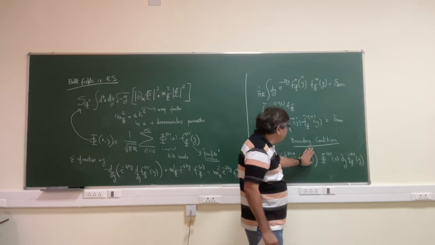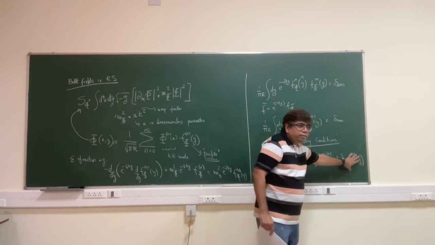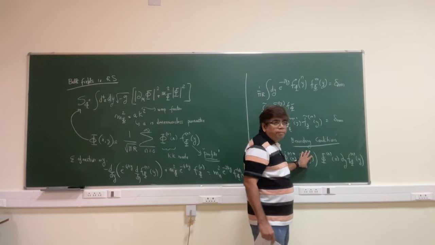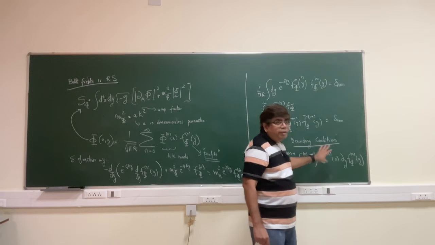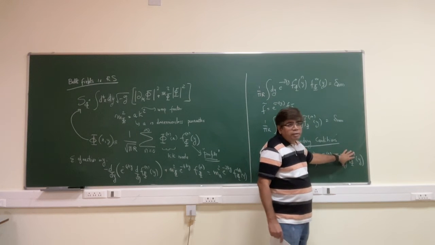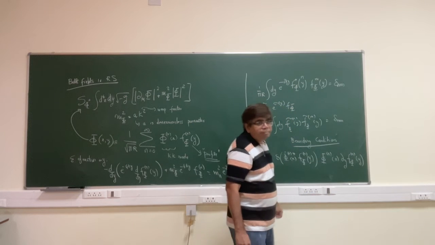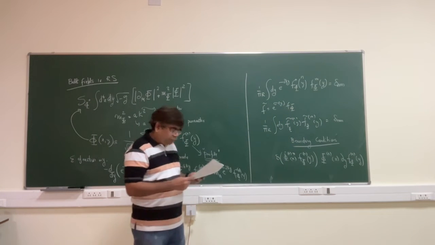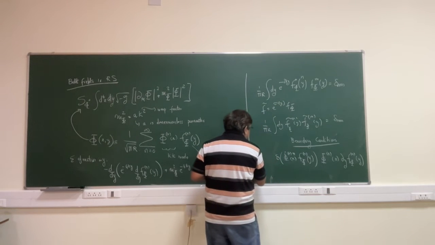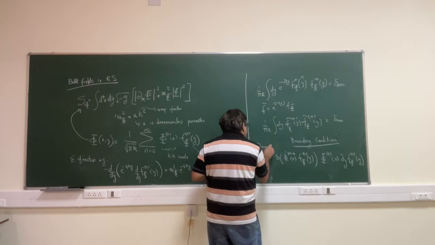Now you can choose either these functions to vanish or the derivatives of these functions to vanish. If the functions vanish, they are called Dirichlet boundary conditions, like in electromagnetic theory, what we study. And if the derivatives vanish, they are called Neumann boundary conditions. So you can choose such that these boundary terms vanish.